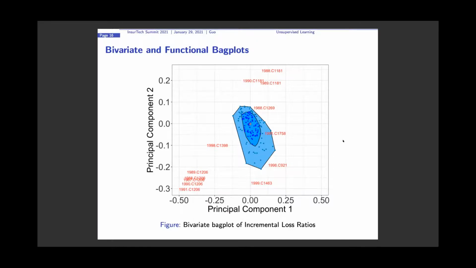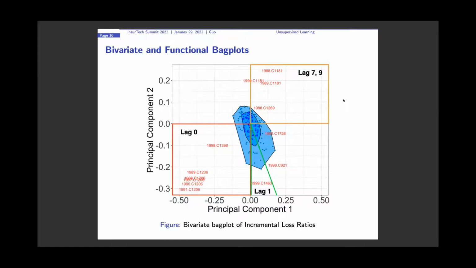Now let me put on a visual aid. In terms of the biplots, you can see that, as we said, the points in the lower left-hand side of the region tend to have a high lag 0 ILR. Right here, high lag 1 ILR, and up here, high ILR in lag 7 and 9.